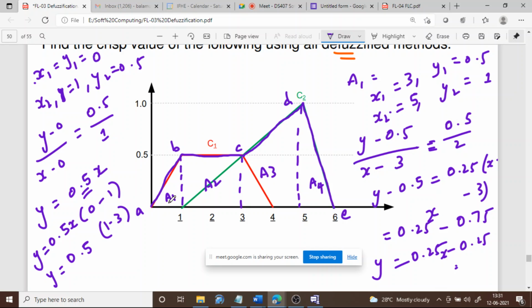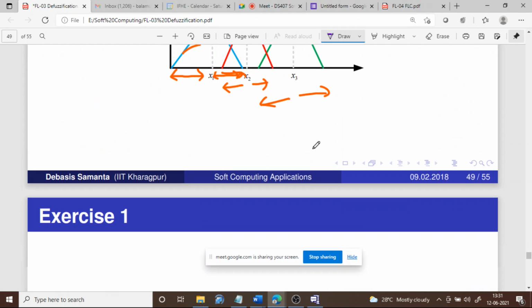In the center of sum technique, you have to find separately the area of this curve, and you have to separately find the area of this curve. So in that case, you have to consider this as a trapezoid and find the area, and this, you know, it's a triangle, you find the area of this, then take the center point and do the average. Okay. So that method is called the center of sum method.